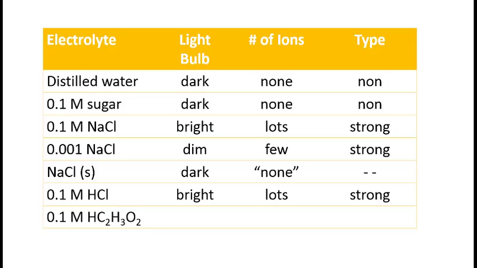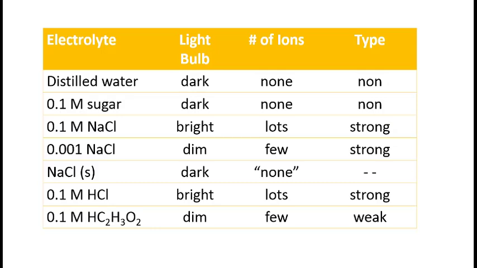Finally, 0.1 molar acetic acid. This solution produced a dim bulb, which indicates few ions. Notice, though, that the concentration of acetic acid is the same as the concentration of the strong electrolyte, hydrochloric acid, but fewer ions were formed. We will characterize this as a weak electrolyte.